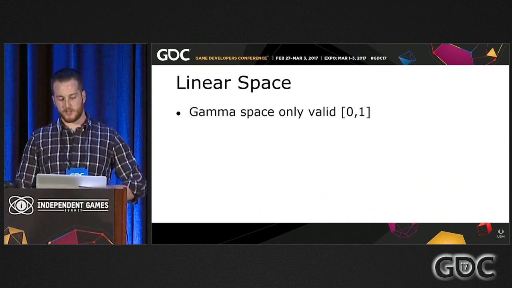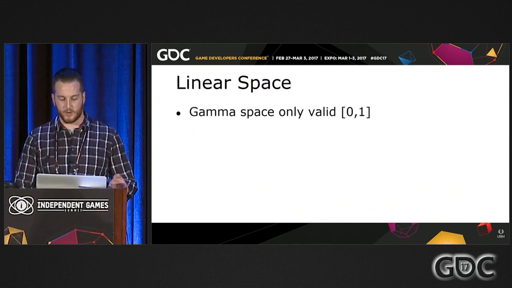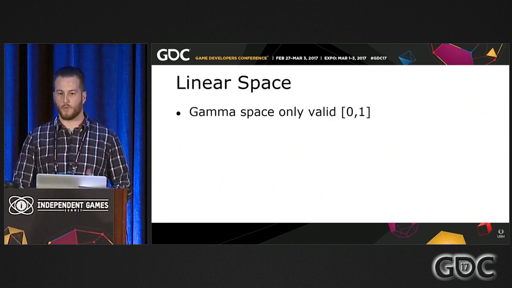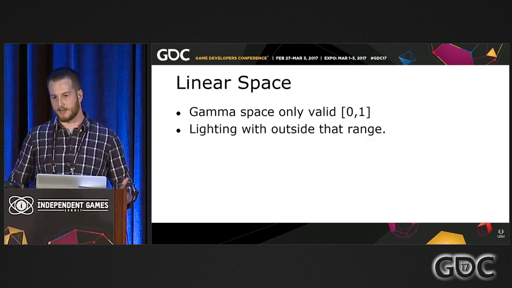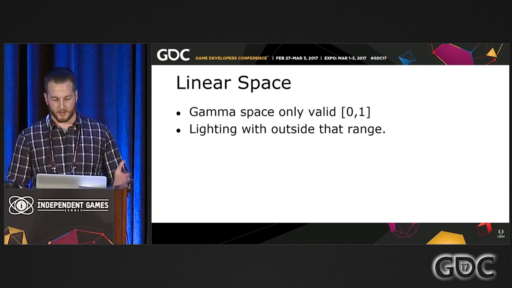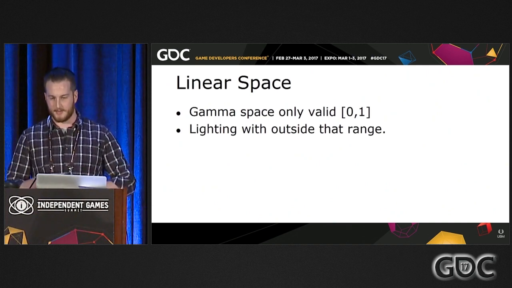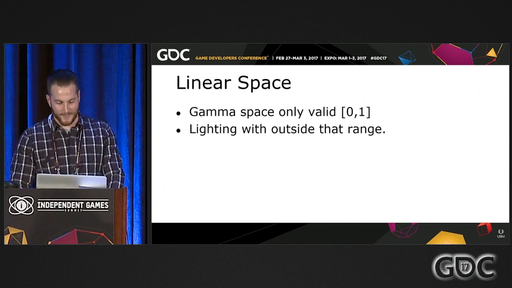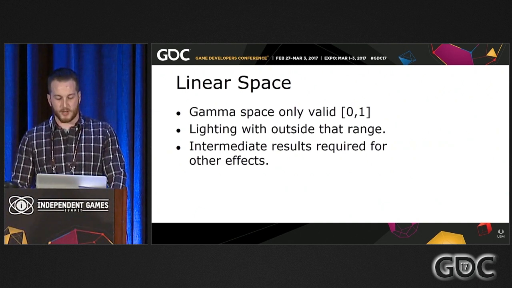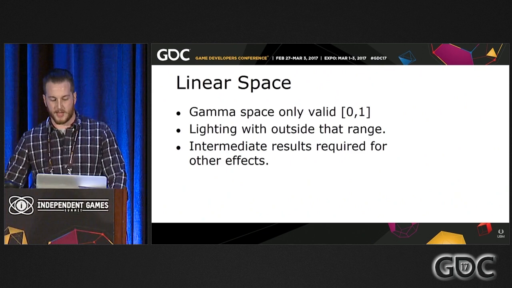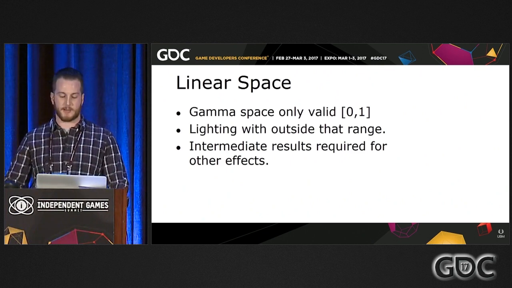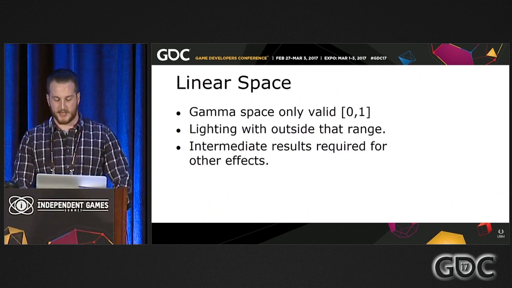Linear space. So linear space, the reason that it's important is because gamma space is only valid between the values of 0 and 1. If you want to do any lighting outside of that range, you're going to be clamped to it, and it's not going to end well. So you want to make sure that you maintain your intermediate results in your whole entire rendering pipeline up to the point where you put it to your back buffer in linear space.